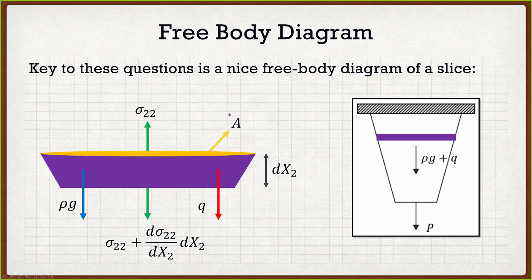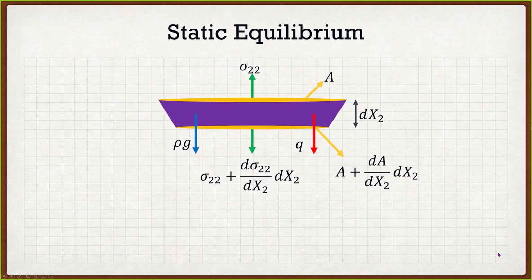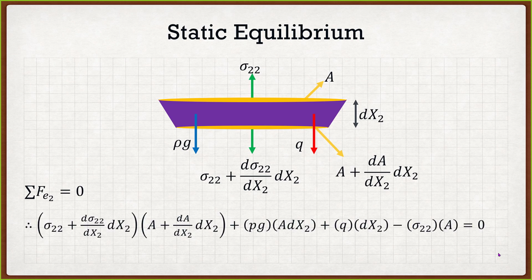So on the top here, I'm going to say that this is simply just the area. And on the bottom, this will be the area plus the change in area over this thickness. Same thing that we did for stresses. And now that we have all of this defined, we can actually take equilibrium about it. So what I'm going to do is take the summation of forces in that vertical direction. If we look here, this will be our resulting equation.